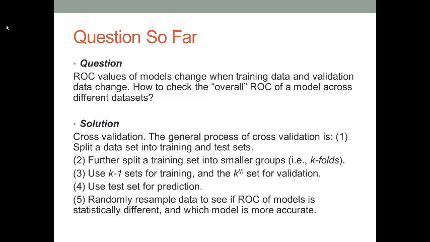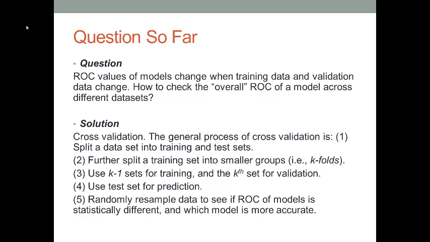We use cross-validation to answer this question. This slide shows everyone the general process of a cross-validation technique. First, similar to the previous technique, we split a dataset into training and test dataset. Then in the second step, we want to further split the training dataset into even smaller groups. For example, we can split the training set into 5 smaller groups or 10 smaller groups, or any number you like. We call each smaller group a fold, F-O-L-D.